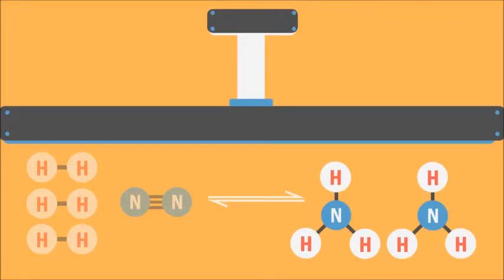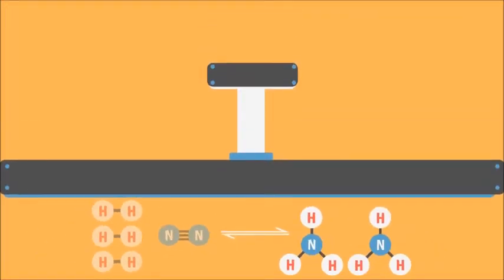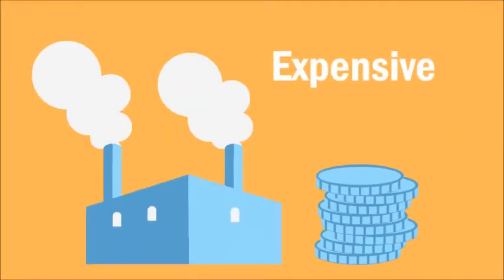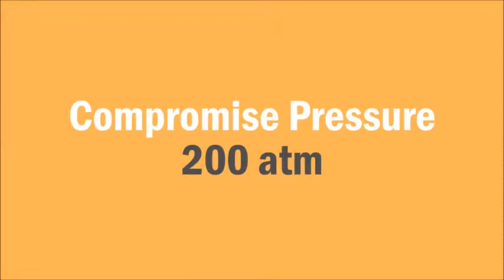It would make sense to conduct the reaction at a very high pressure, but we must also remember that it is expensive to build and operate a plant that can withstand such high pressures. Therefore, a compromise pressure of 200 atmospheres is used.